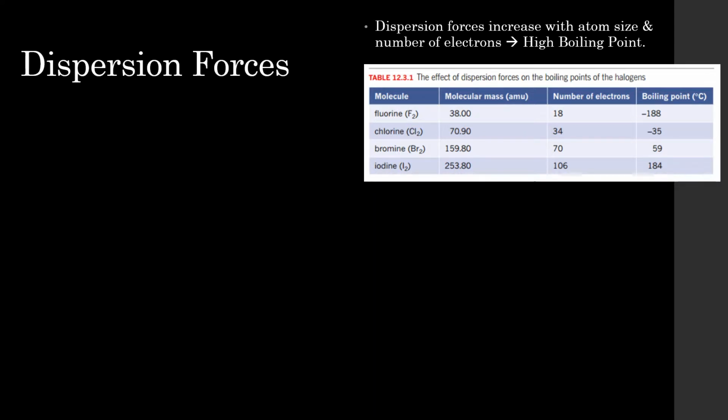And so the larger the atom, the more likely these dispersion forces are to occur, and that's because there's more electrons, and so that will increase the attractiveness of each of these atoms to each other, and therefore increase the energy required to separate them. So that means that it's going to have a higher boiling point.